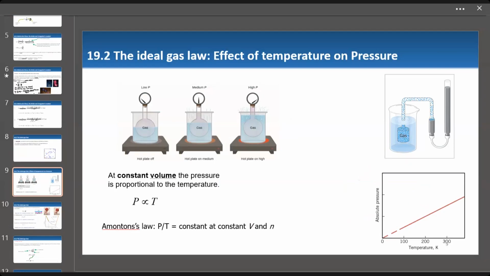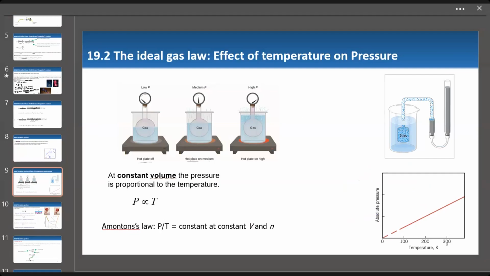What do we mean by that? I have a gas in a container. I heat up this gas. As you can see here, the hot plate was off. The hot plate is medium. What happens is the pressure increases in the gas. This gas is in a sealed container, so it has a fixed volume. What I want you to notice is the pressure increase is due to the motion of the atoms.